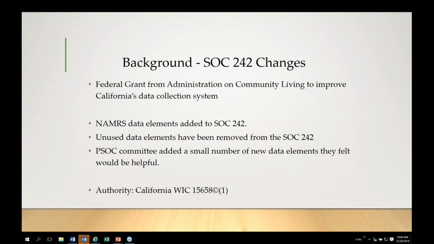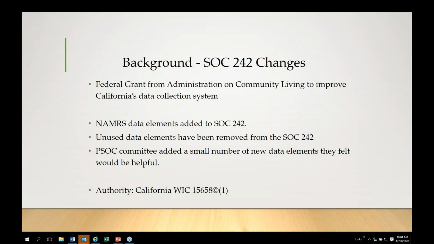So let me give you a little bit of background. I guess now it's 3 years ago, the Administration for Community Living, which is the federal home of Adult Protective Services, provided grants to the states to improve their data collection systems, and California got one of those grants. And as part of that effort, I worked with a committee from PSOC to add in the NAMRS, which stands for the National Adult Maltreatment Reporting System, data elements to our SOC 242.